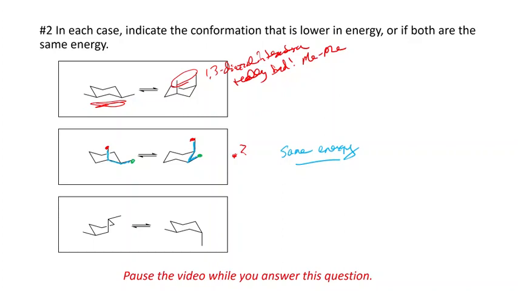Okay, how about this last one? Well, in this case, what we see is a boat conformation. And the chair is always going to be better than the boat. So the more stable conformation is the one on the right, the chair. All right, ready for a challenge?